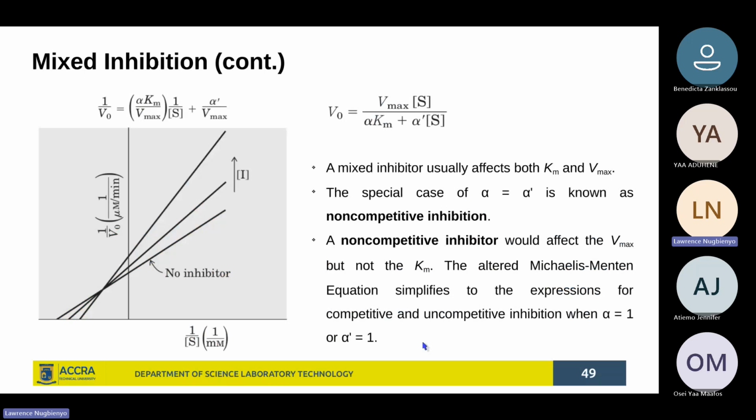You have it also being depicted with a Lineweaver-Burk plot. Here you see that the Michaelis-Menten constant is constant even when you keep increasing the concentration of the inhibitor, but it has shifted to the left-hand side, which means less amount of substrate will be needed to reach the maximum rate of the reaction. And that is also because the maximum rate of the reaction is reduced.